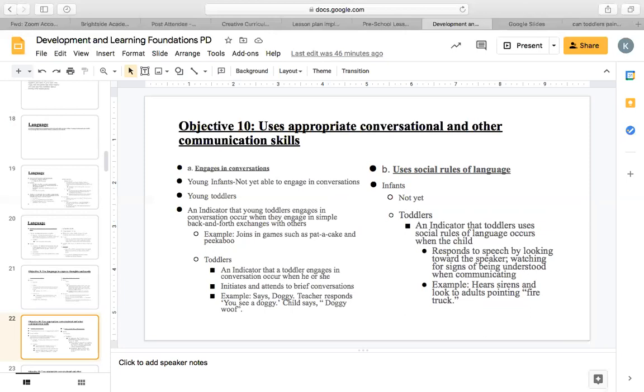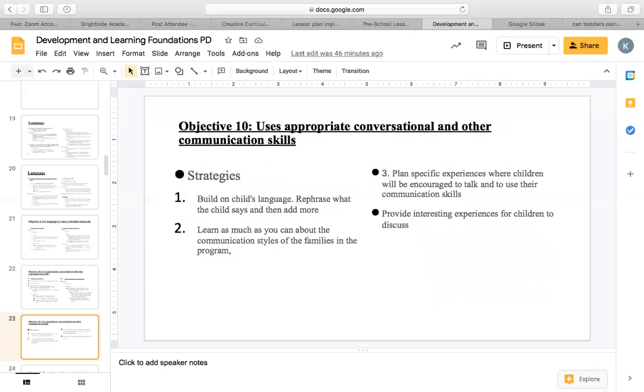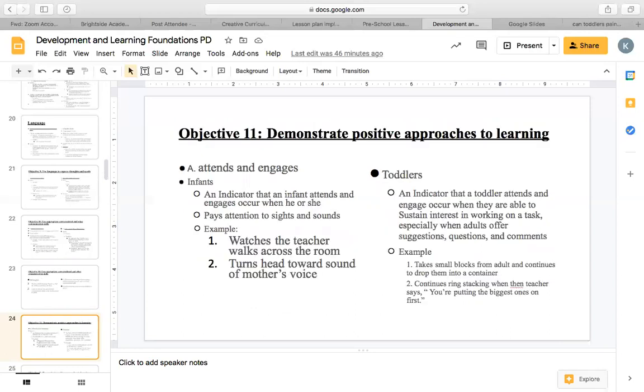Uses social rules of language. Infants, not yet. Toddlers. An indicator that a toddler uses social rules of language occurs when the child responds to speech by looking towards the speaker, watching for signs of being understood when communicating. Strategies, build on the child's language, rephrase what the child says and then add more. Learn as much as you can about the communication styles of the families and the program.